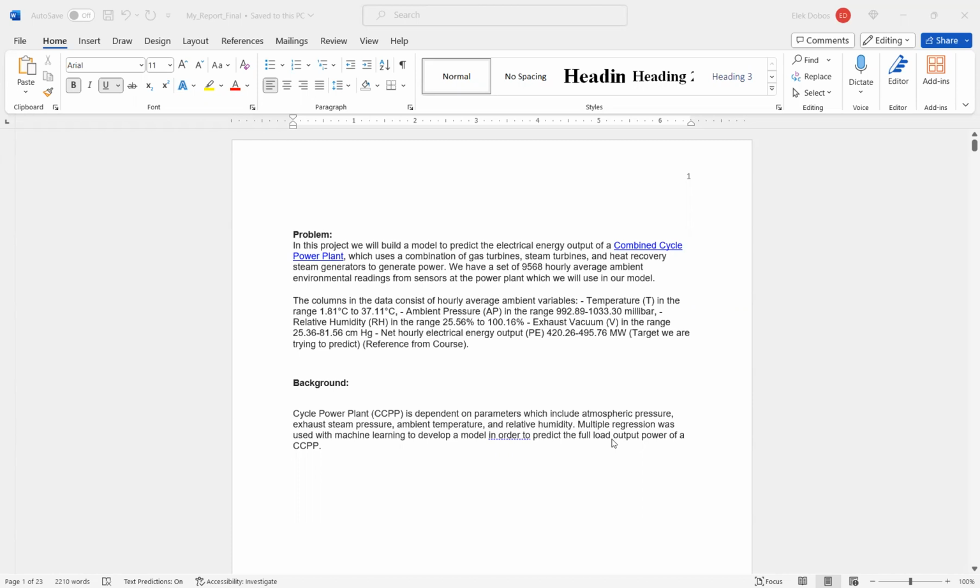The columns of our data that we're given for this assignment contain the following variables: temperature, ambient pressure, relative humidity, and the exhaust vacuum. We're going to try to figure out our dependent variable, which is the net hourly electrical energy output, which we're going to call our target throughout this assignment.